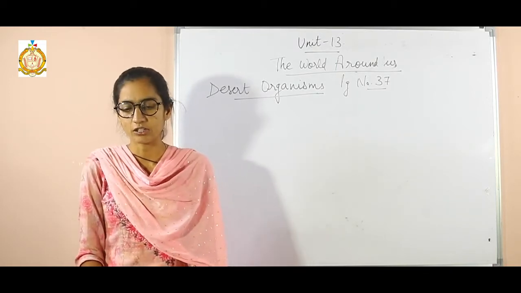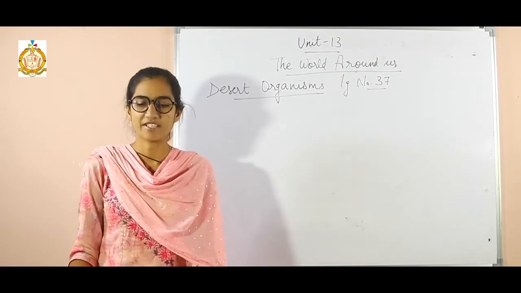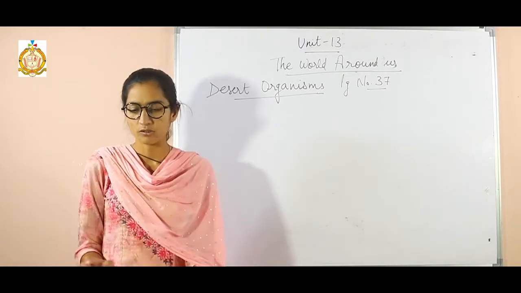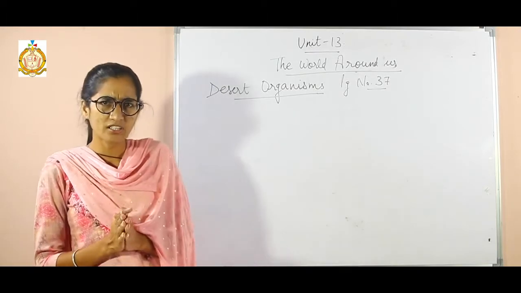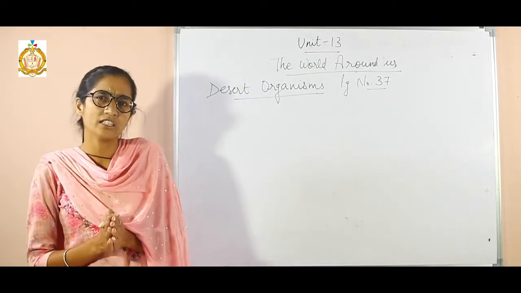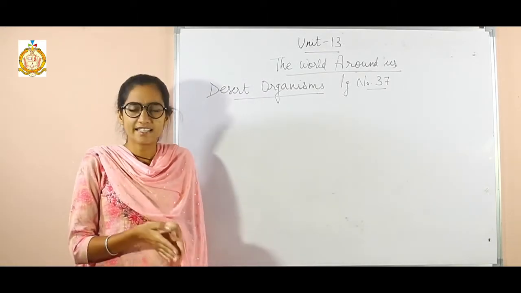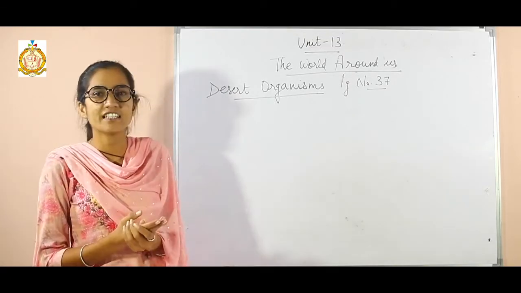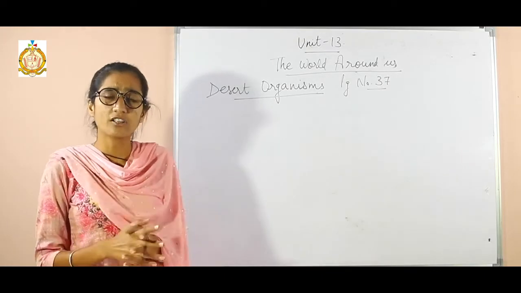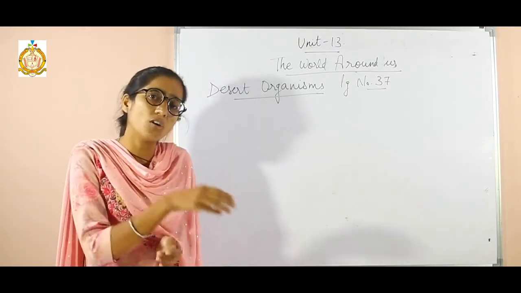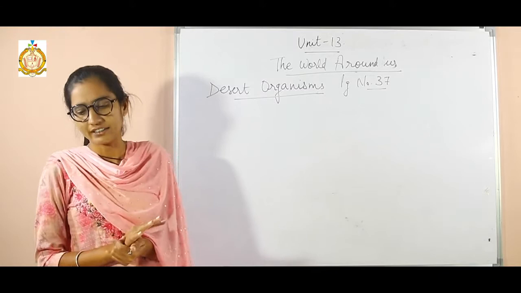Under it there are three topics: desert organisms, amazing birds and plants. Firstly, we will discuss the desert organisms. Desert organisms are the organisms which grow and survive in the desert. They need heat and scarcity of water over there. That is why they grow and survive over there only.